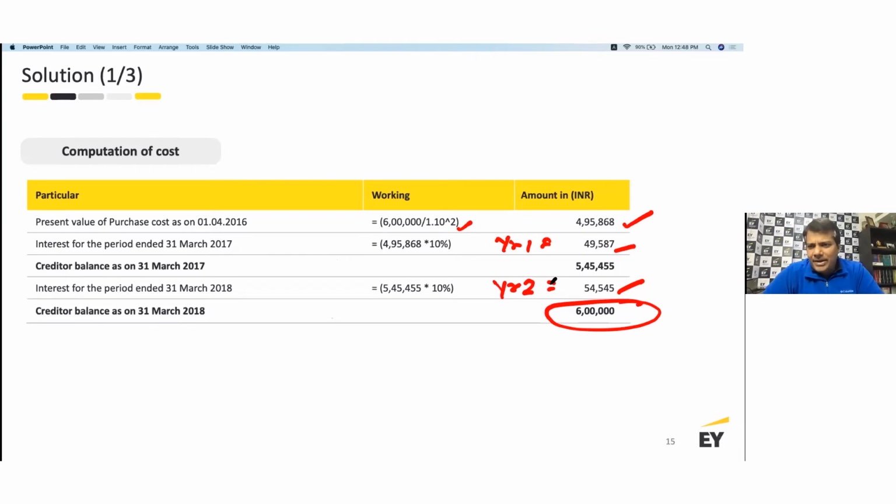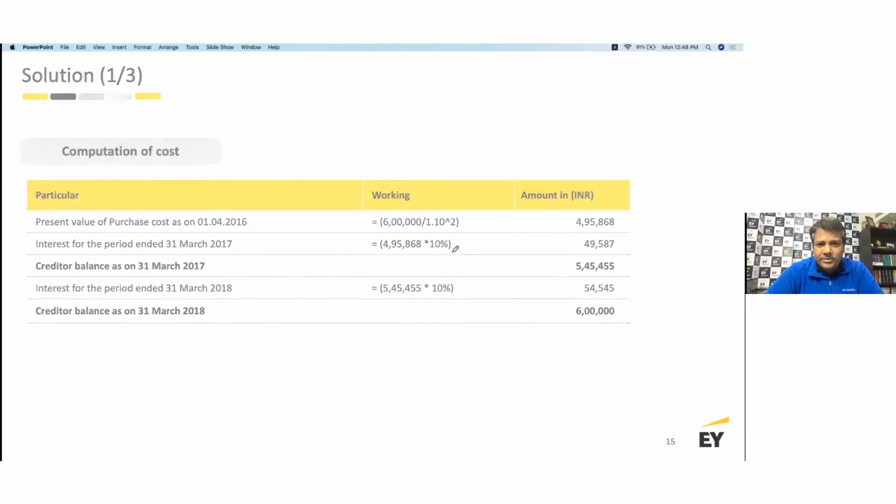Remember, interest you always compute with reference to outstanding principal, right? And outstanding principal at the beginning of this contract is actually 4,95,868. Since I have not made any payment at the end of the year, that balance has gone up to 5,45,455 after accreting the interest cost for 1 year, which is 49,587 at the rate of 10%, which is the information provided in the question itself. Then I compute the interest for the second year as 54,545. So I get to 6 lakh, which is what I need to pay.